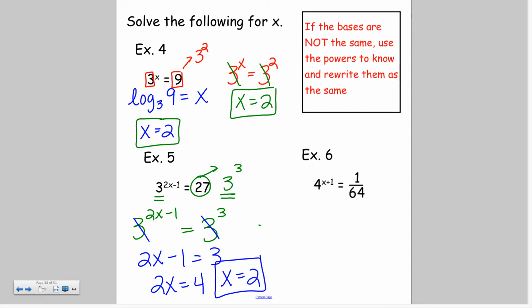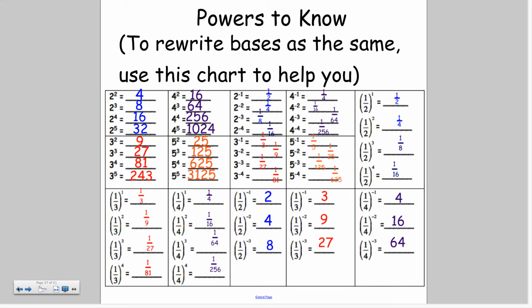Alright, example 6. Now the fractions get a little bit harder because when you rewrite exponents and you have negative exponents or you have fractions as exponents, the negative exponent means it's going to change the look of it. So if you look at 2 to the negative 1, it became 1/2. So it changed the look of it, it flipped it around. But if you go right underneath that and look here, 1/2 to the negative 1 is 2. So anytime you have that negative exponent, it's going to flip it around and change the way it looks.